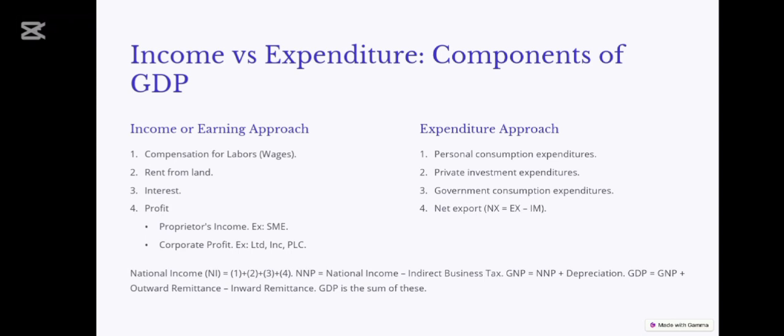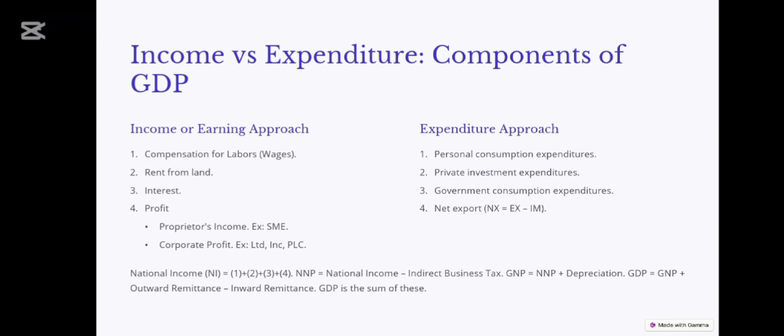Now, national income NI equals 1 plus 2 plus 3 plus 4. NNP equals national income minus indirect business tax. GNP equals NNP plus depreciation. GDP equals GNP plus outward remittance minus inward remittance. GDP is the sum of this.